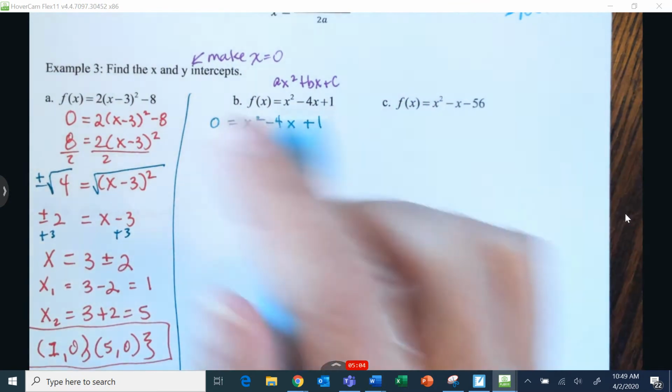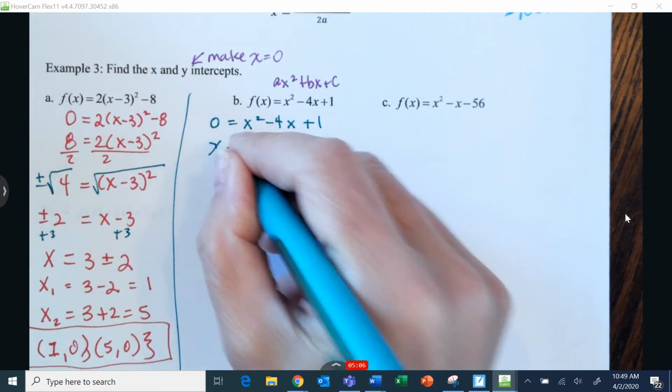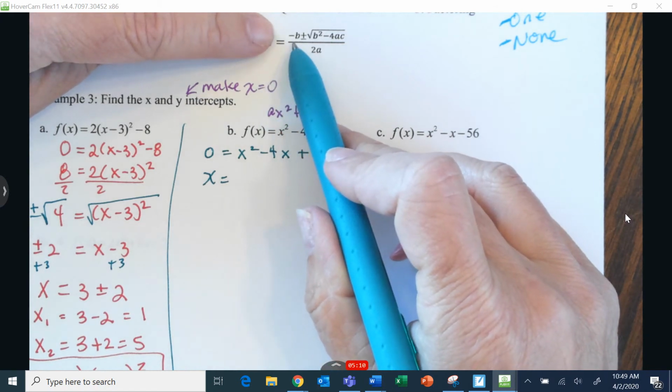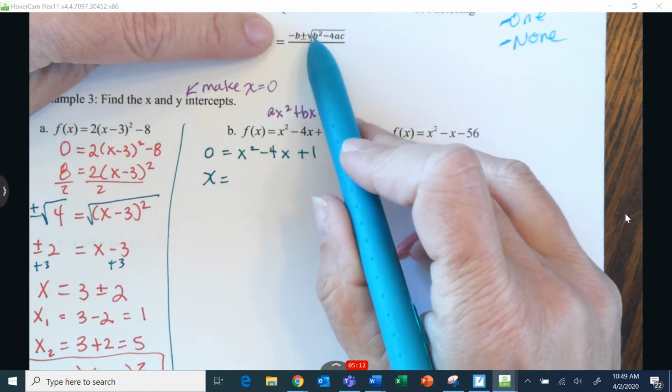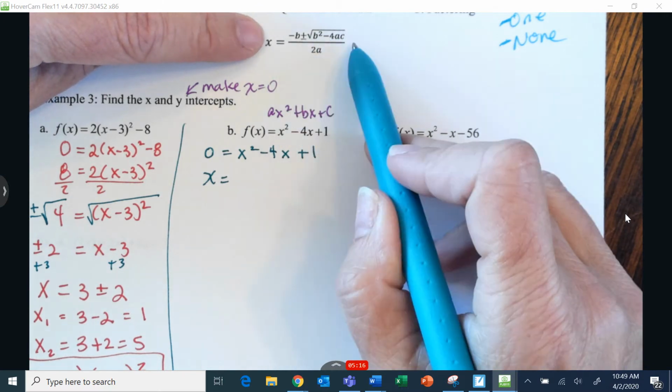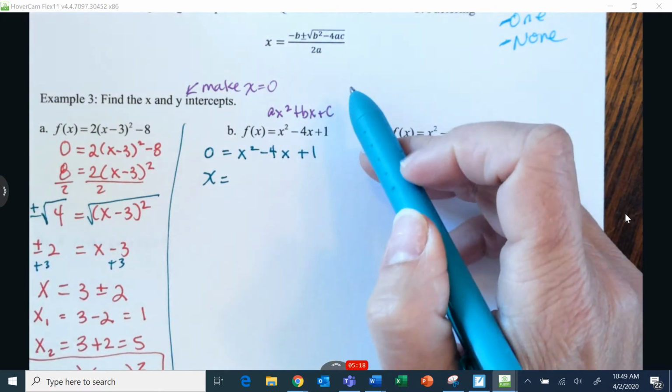Remember, we have a song. Oh gosh, do I get to sing it? I do. x equals opposite b plus or minus square root b squared minus 4ac all over 2a.